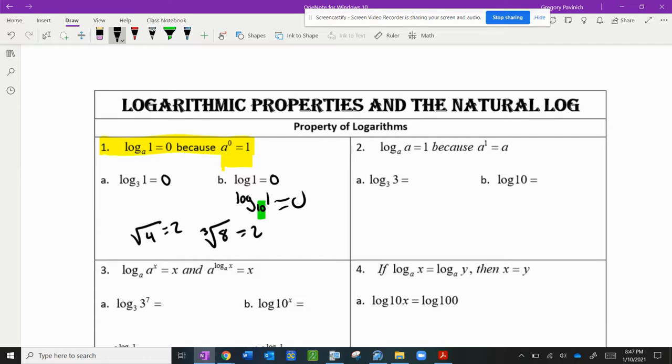Okay, the next one is if you have a log where the base and the input are exactly the same, the answer is going to be 1. That's because you say, hey, what power of 3 equals 3? Number B is going to say, what power of 10 is equal to 10? And that's going to be 1 every time.